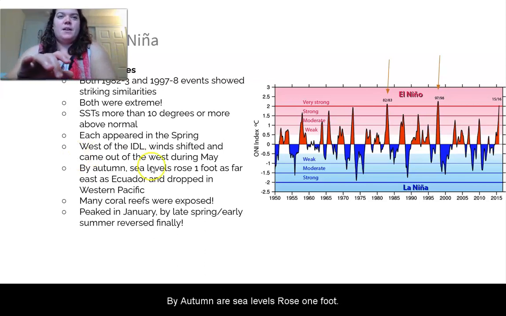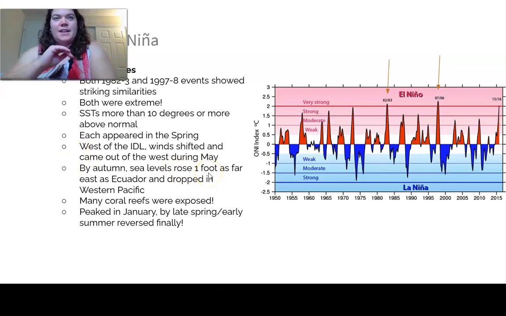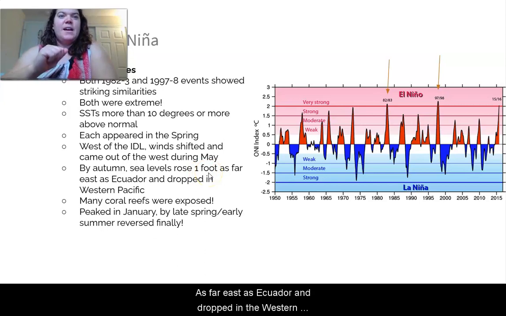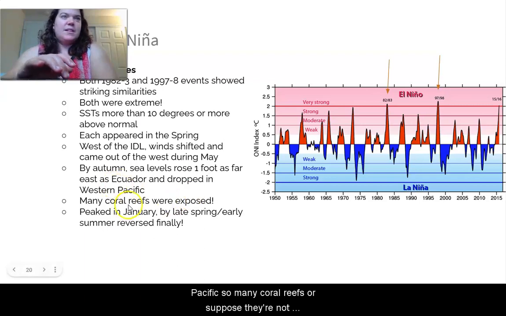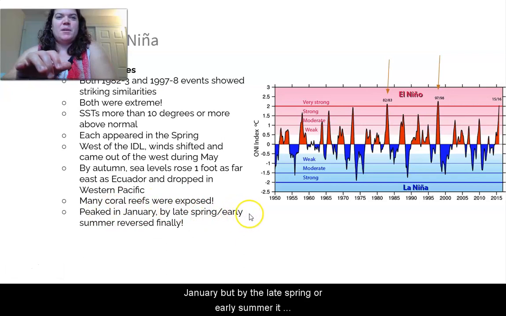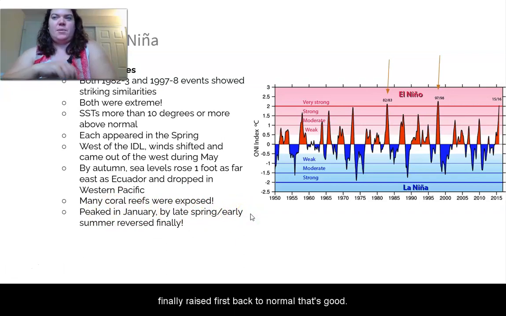By autumn, our sea levels rose 1 foot as far east as Ecuador and dropped in the western Pacific. So many coral reefs were exposed. They're not supposed to be exposed, so that's bad. And it peaked in January, but by the late spring, early summer, it finally reversed back to normal. So that's good.